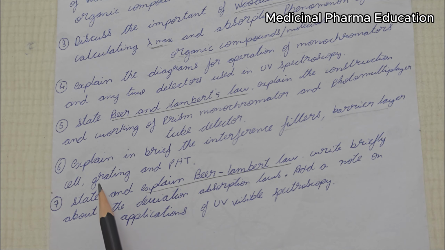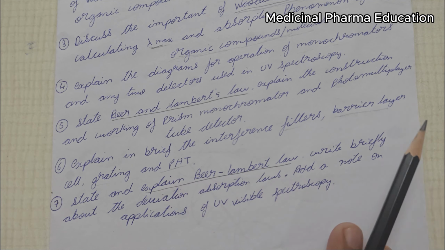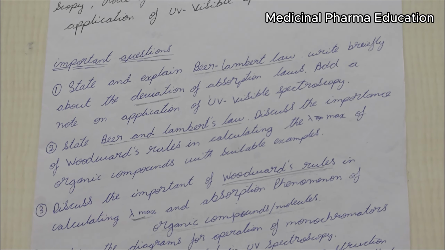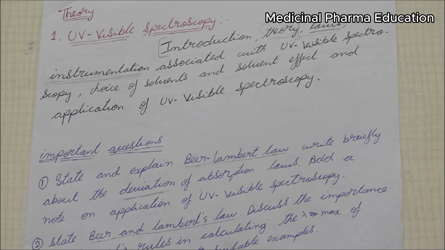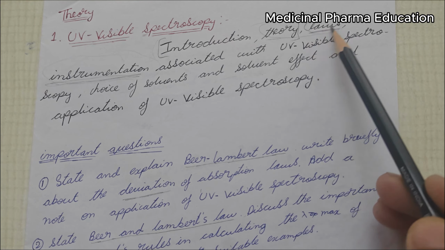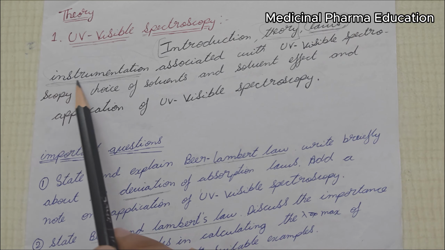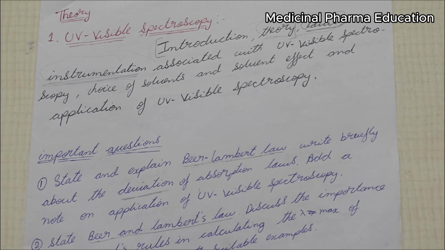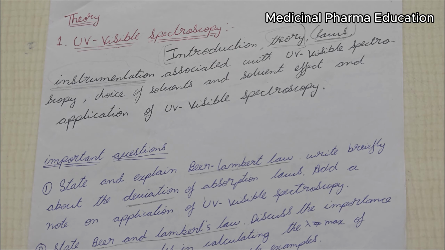barrier layer, grating, and photomultiplier, etc. These questions are already repeated. The main topics you have to cover are the laws, Beer's law, Lambert's law, and instrumentation and Woodward's rule. That's it. These are the main three topics that you have to cover.